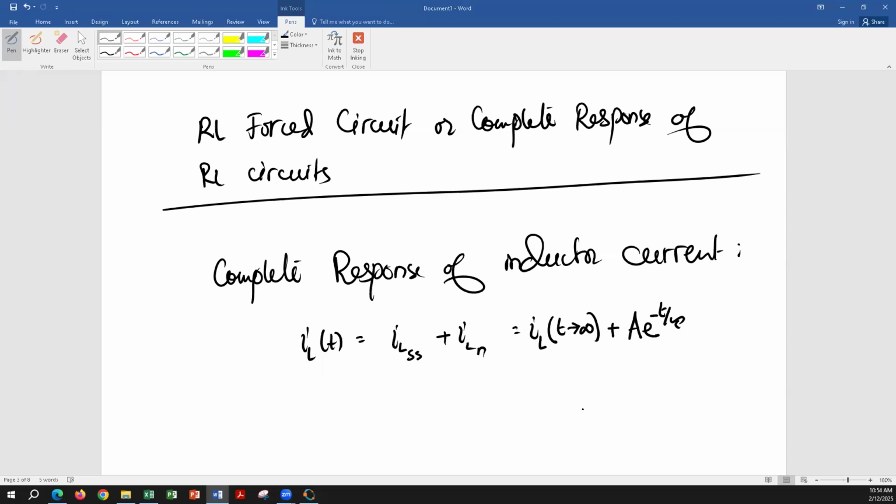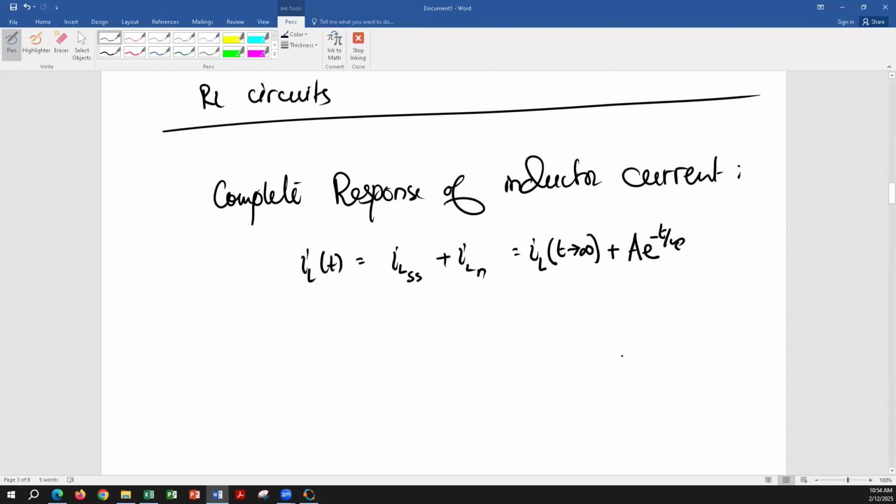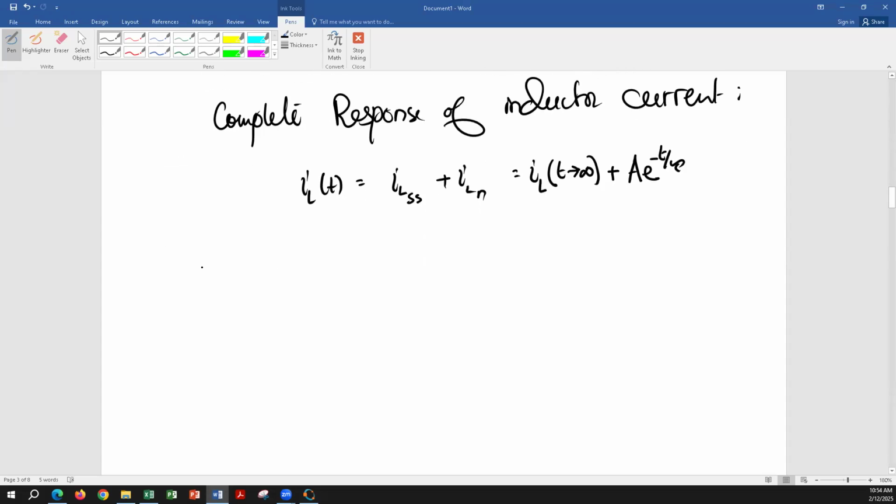And from the initial condition that we are going to calculate, we are going to find the value of A in that equation. So it's very similar to how we did forced VC or forced RC circuits. There we were finding VC first. Here we're going to find IL first, because VC cannot change instantaneously and IL cannot change instantaneously. So let's jump right into doing problems.